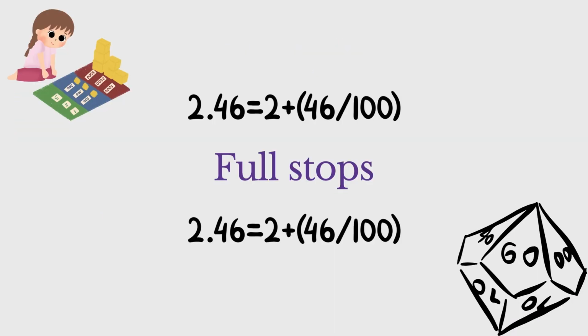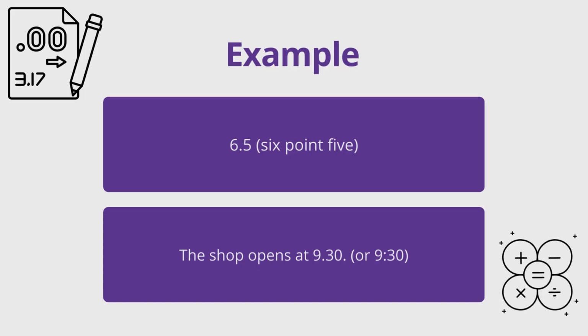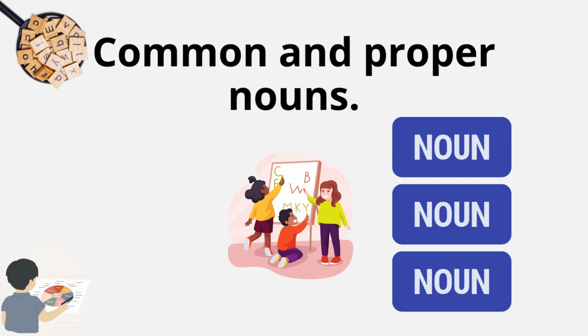Full stops. They indicate decimal points, and we can punctuate times with full stops or colons. Example: 6.5. The shops opened at 9:30.